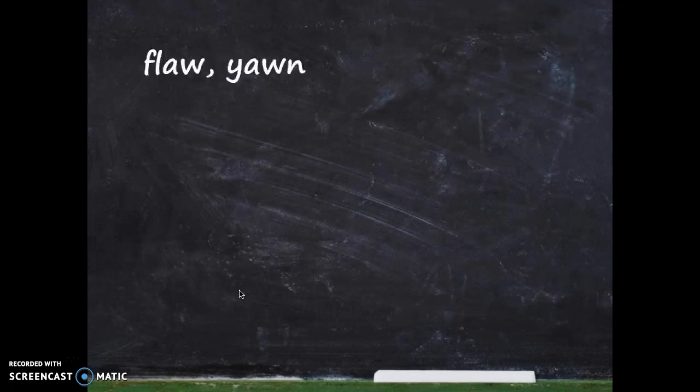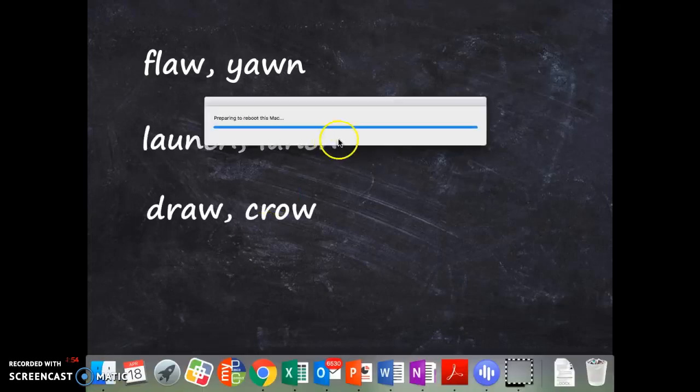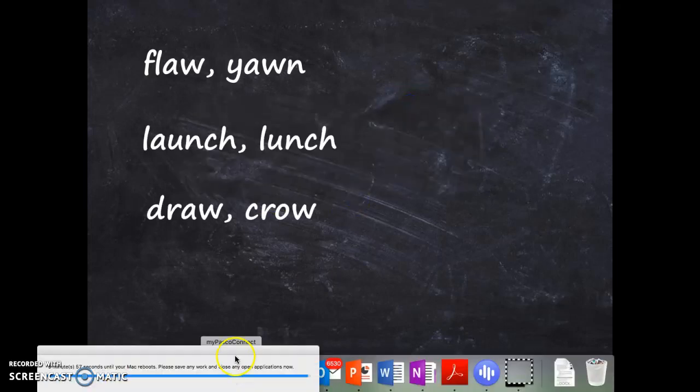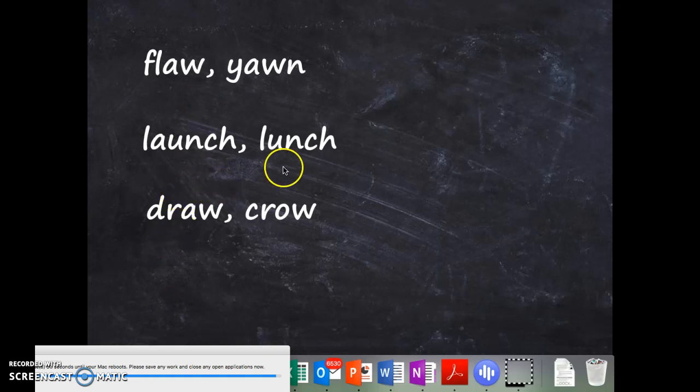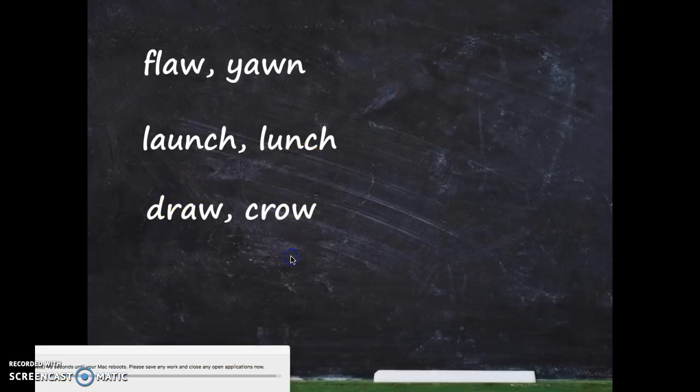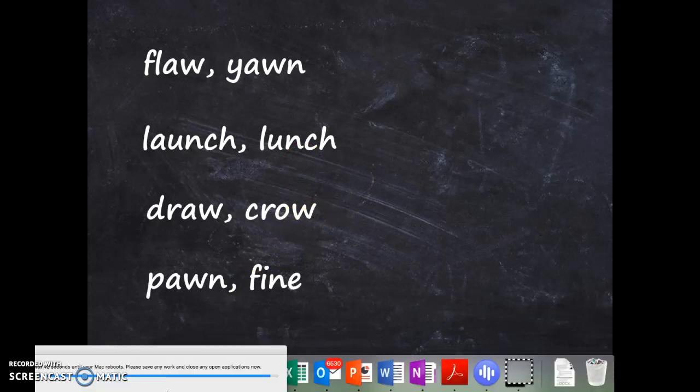We have a pair of words that we are going to practice with your learning guide. So you are going to say the following words with your learning guide, and I want you to see if these make the same sound. Flaw and yawn, launch and lunch, draw and crow, pawn and fine. Pause the video and see which pair of words make the same sound.